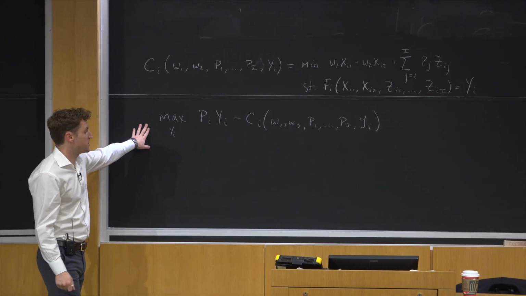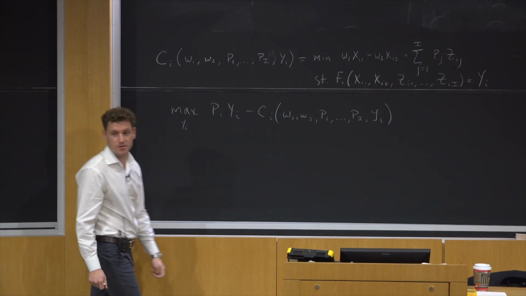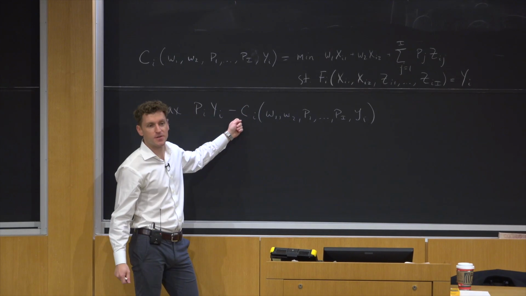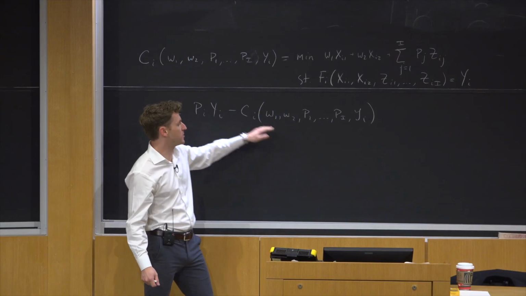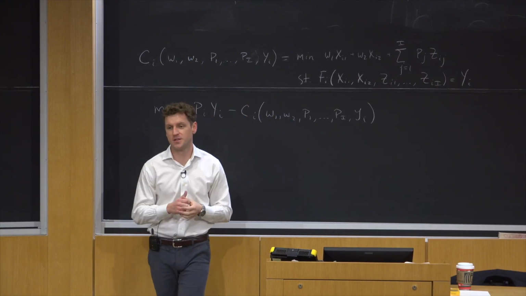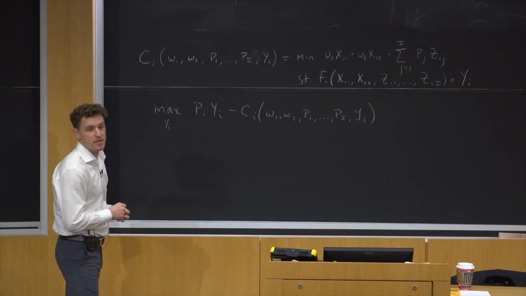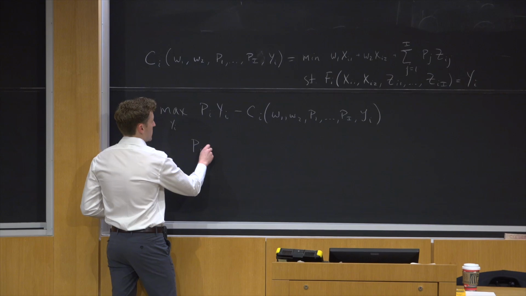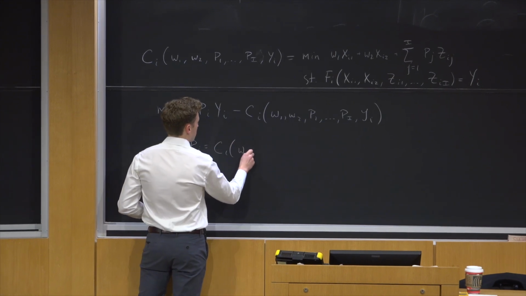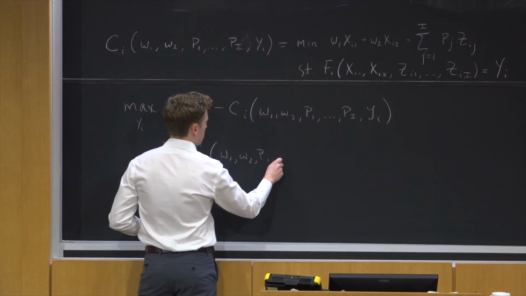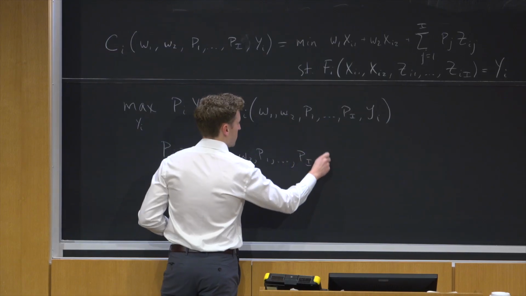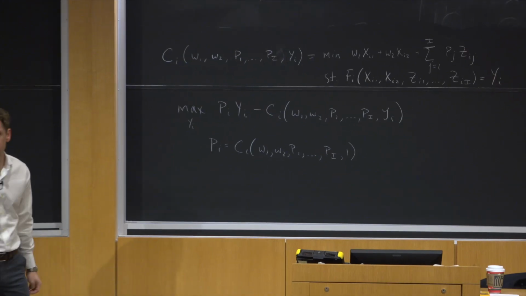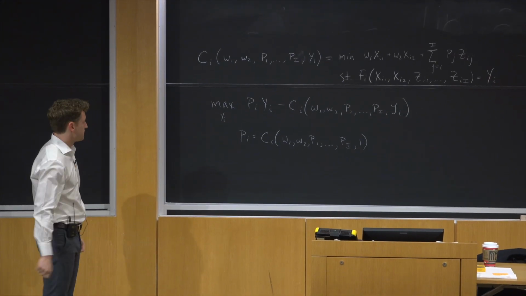Okay, so under constant returns to scale, what does that assumption buy you? Well, remember, you can just pull this Y_i right out front of the cost function. And so we don't need to consider partial C_i, partial Y_i, or in other words, that's going to be equal to 1. And so the first order condition for this problem just gives you P_i equal to C_i of W1, W2, P1 up to P_I, or really the unit cost, the minimal unit cost of producing the output.